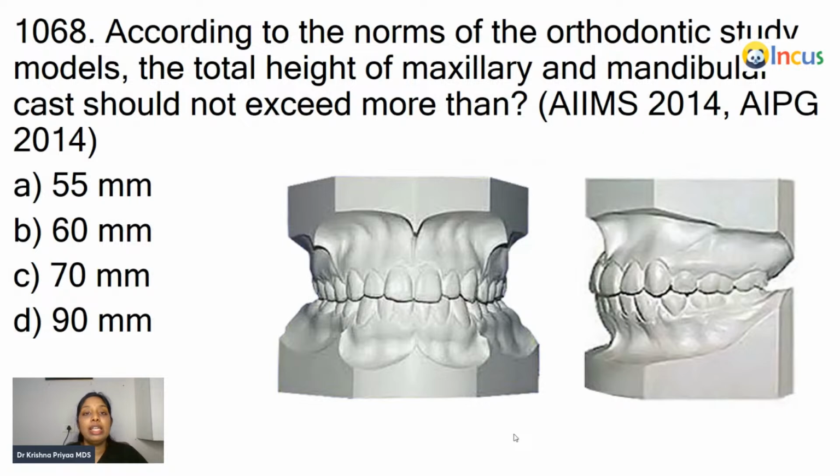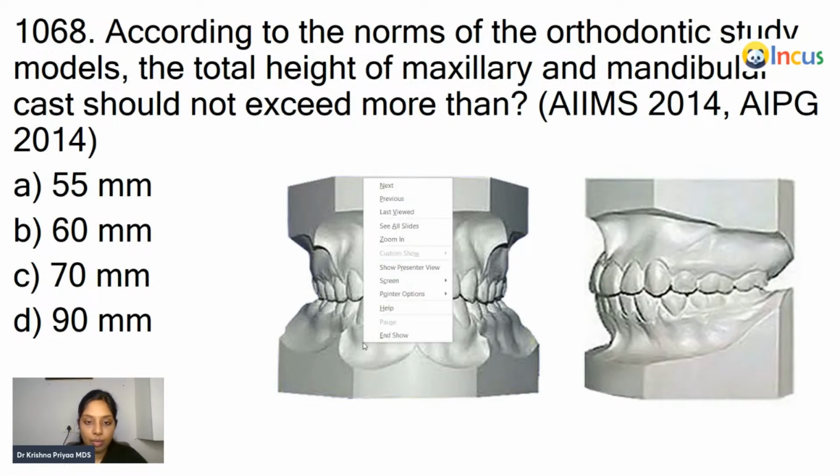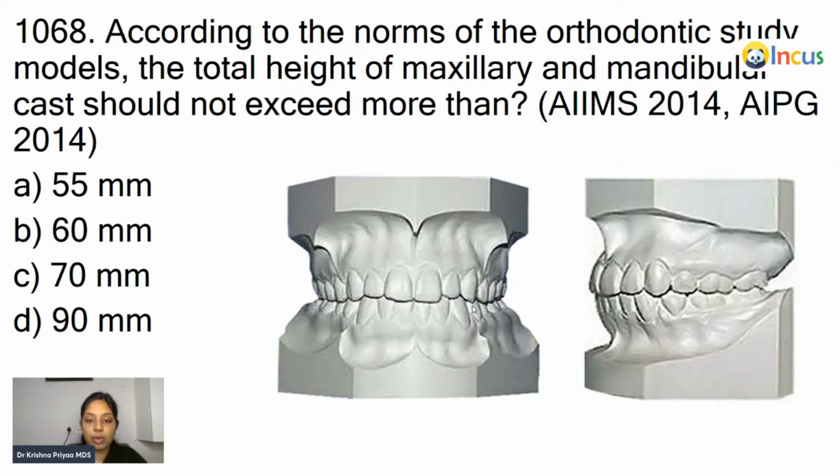The second question: according to the norms of orthodontic study models, the total height of maxillary and mandibular casts should not exceed more than. The picture you're seeing is the proper representation of a study model. It has an anatomic portion. Do you see the tooth structure here? It forms the anatomic portion, wherein this base forms the artistic portion.